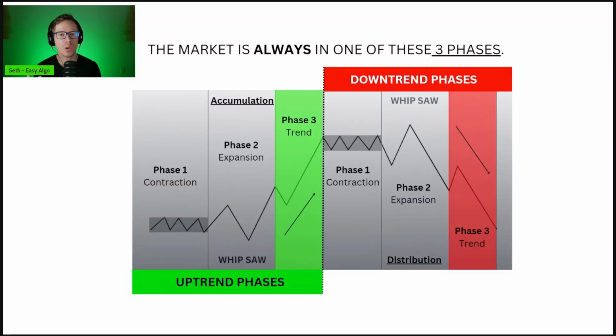The market is always in one of these three phases, and Indicator X shows you exactly how to figure out what phase it's currently in. You can see on the uptrend phase, we got phase one, contraction, then we get the expansion phase, and then we get the trend phase. And this is the full accumulation cycle. And then in the downtrend phase, which is the distribution, we get contraction, we get the whipsaw, and we get the trend phase to the downside. This is a cycle that repeats over and over again.